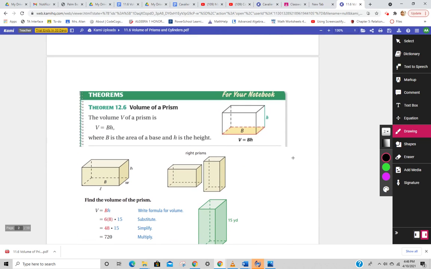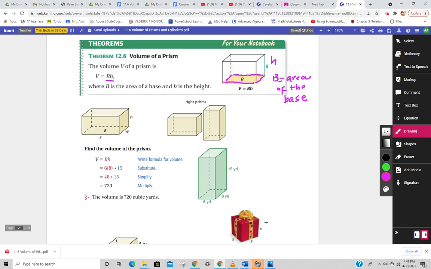All right, so this brings us to our first theorem, volume of a prism. The volume of a prism is found by taking the base times the height. And this is considered the base. B represents the base, and when we say base, we mean the area of the base times the height. So that's how we find the volume of a rectangular prism.